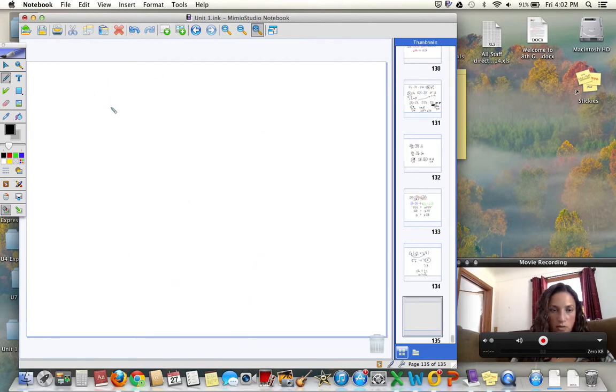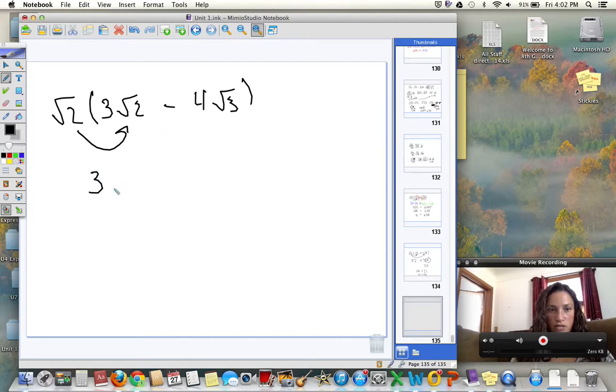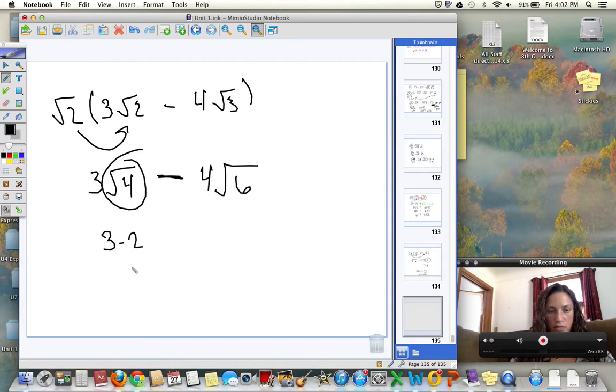And we'll do one last one, a little harder. Root 2 times 3 root 2 minus 4 times root 3. So I'm taking this and multiplying it by there. This 3 is staying there. I now have 2 times 2, which is 4. I now have a minus. This 4 is staying here. My 2 times my 3 is a 6. Root 4 can be broken down into 2. 3 times 2 is 6. Minus 4 root 6, and I'm done.